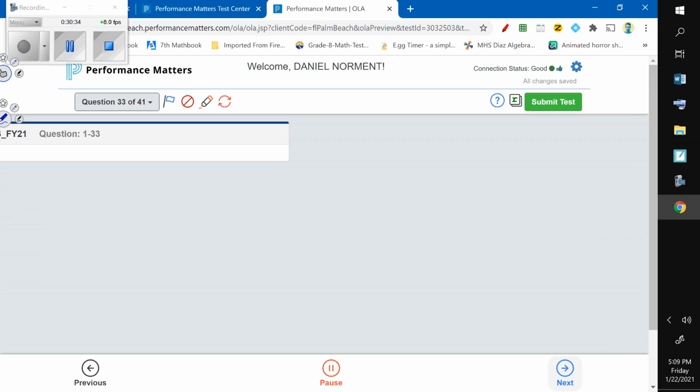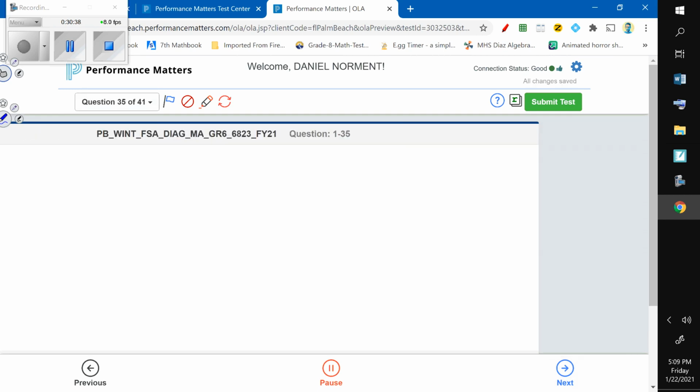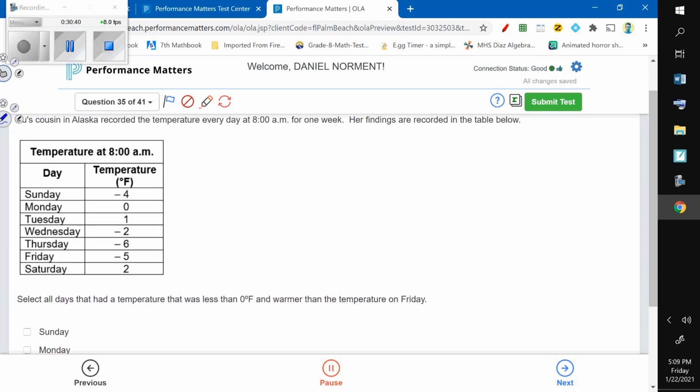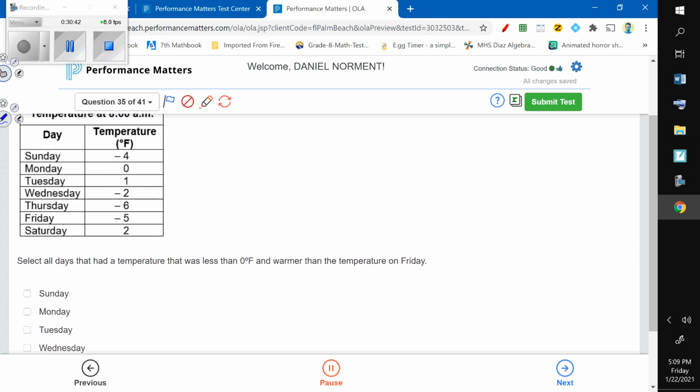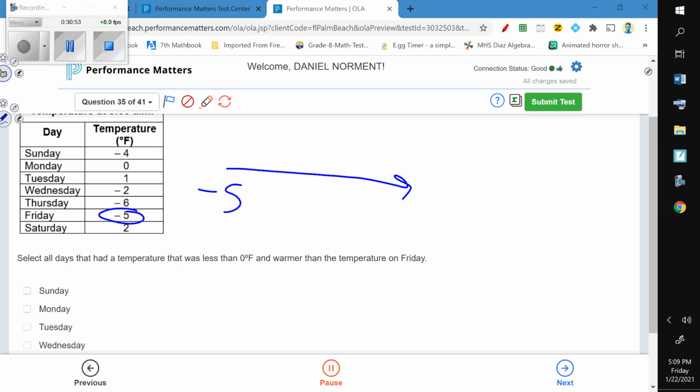Number 35. All the days that had a temperature that was less than 0 degrees and warmer than the temperature on Friday. So what was the temperature on Friday? So I need the temperatures to be larger than -5, but less than 0. So what are the numbers that are in between? Well, -4, -3, -2, and -1.